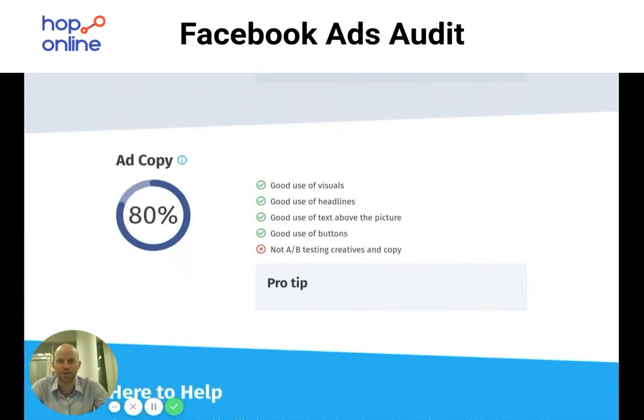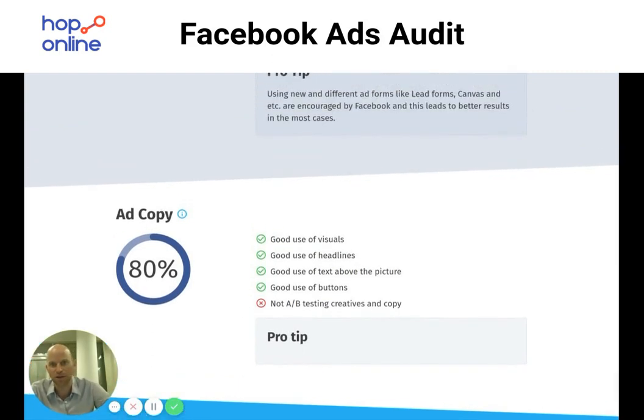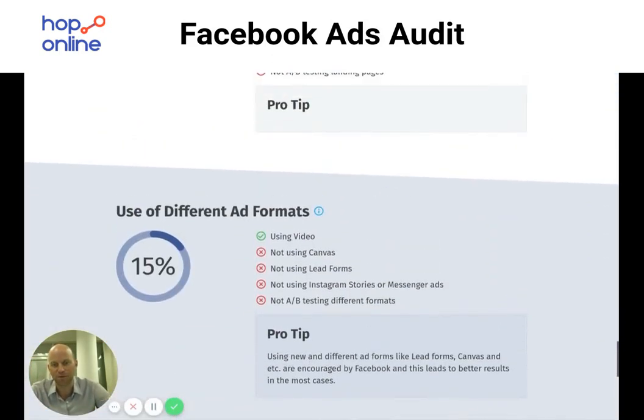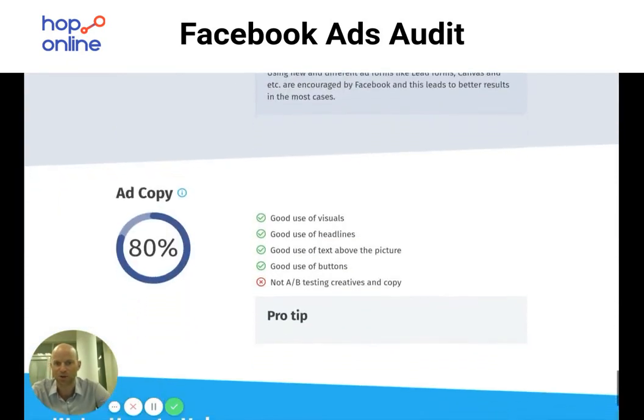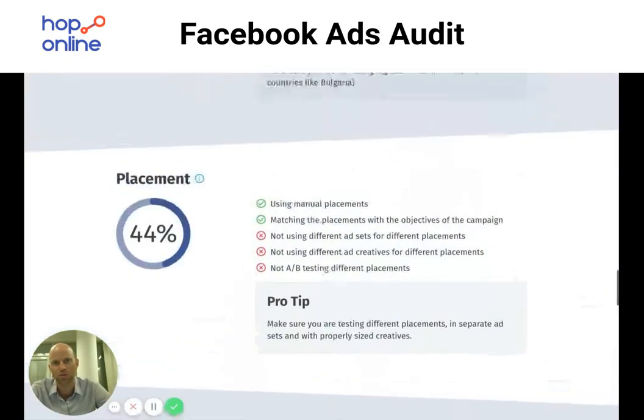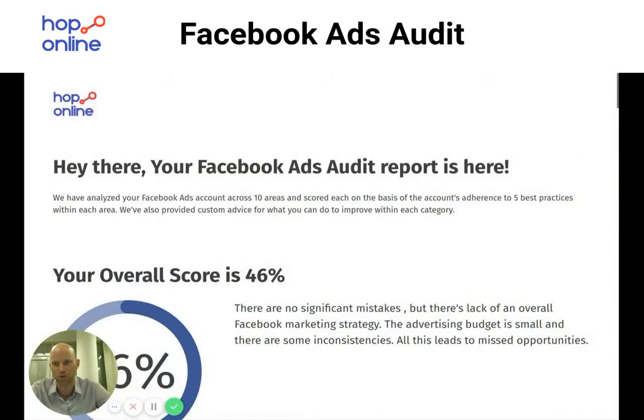Ad copy. Is the ad copy effective? Are the headlines written well? And button text, etc. So these are the 10 categories, and as I said, 5 best practice checks within each category make up these different scores, which are compiled into an overall score here. So this is a great audit that you can get and have a quick look at how effective the Facebook ads account is performing.